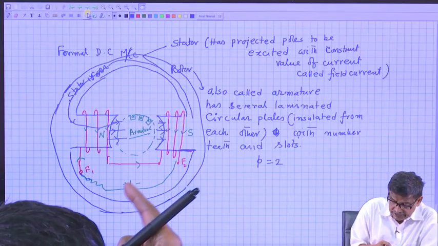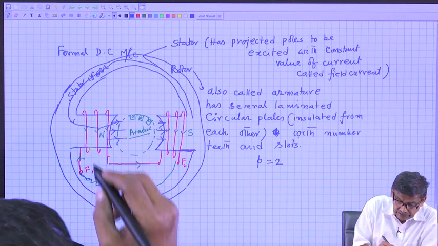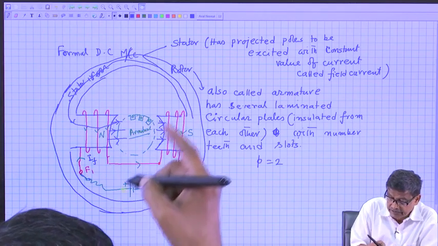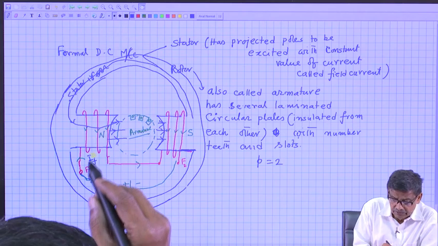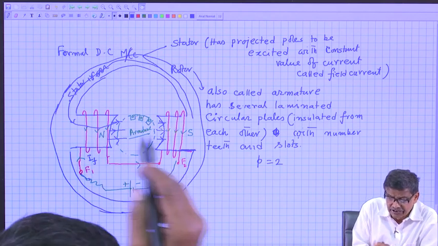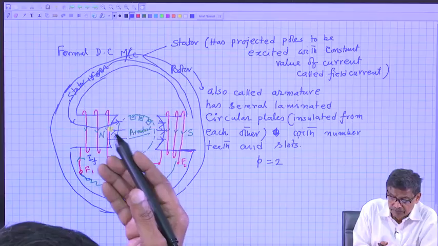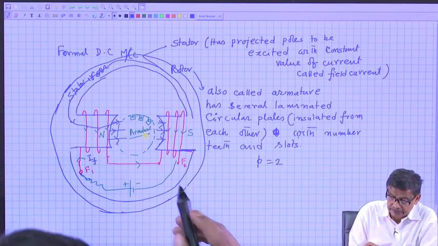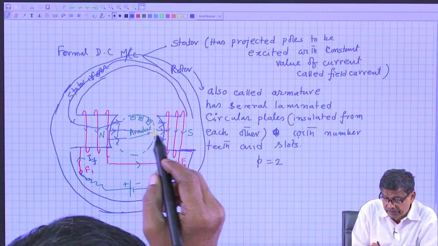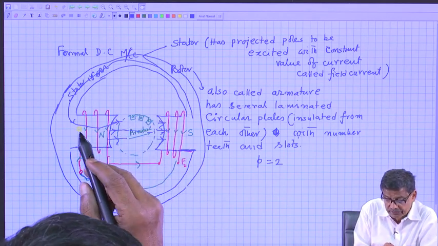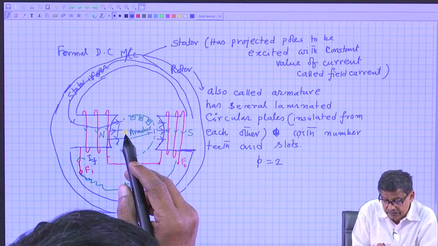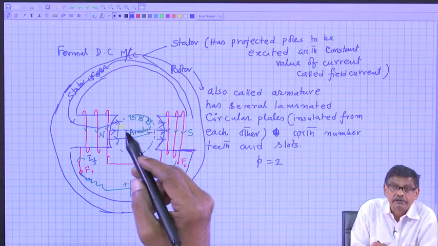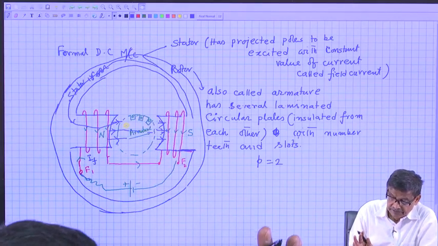This field will be excited by some DC source, and this field current is often denoted by IF, a constant value DC current. Depending upon the strength of this field current, these being essentially electromagnets, the value of flux density in the air gap will be decided. So, lines of force will complete their paths through the stator iron, cross the air gap, the armature iron, cross the air gap, and back to square one. This is how the field is created.